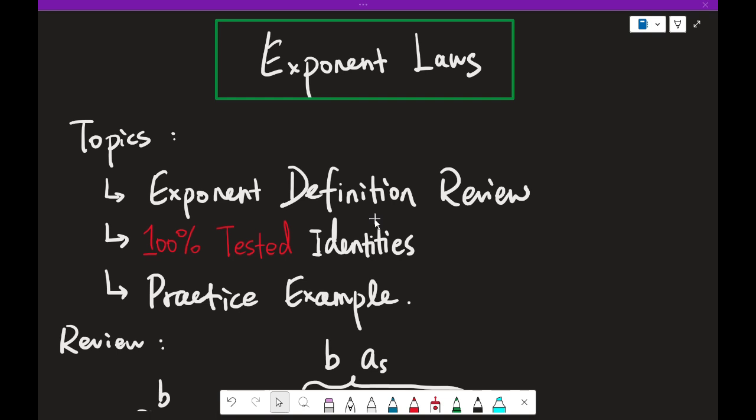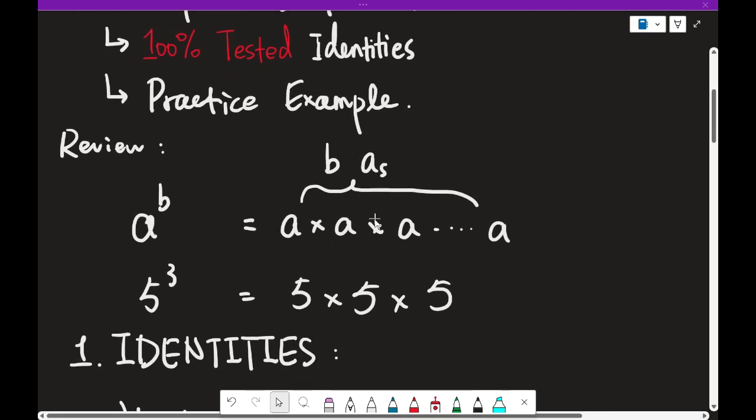In today's video, we are going to talk about exponent laws. The topics we are going to cover will be exponent definition review, 100% tested identities, and practice examples. So first, let's take a look at the concept of an exponent.